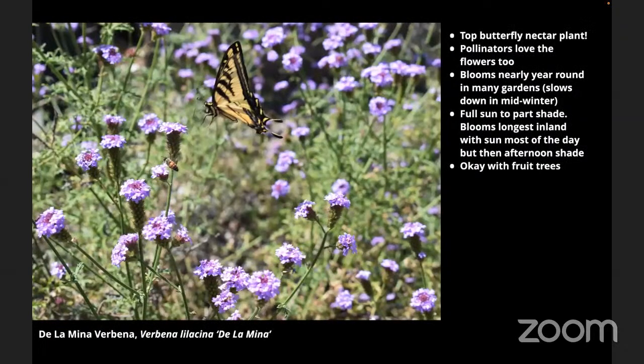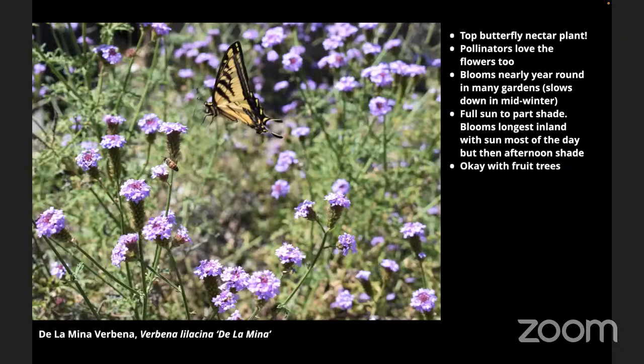And then getting a little bit larger, one of my other very favorite perennial plants, and I put at least one in most gardens that I do, is Delamina verbena. This is a California native verbena. Delamina is a particular cultivar which tends to have a more reliably purple flower and a little bit of a cleaner look.